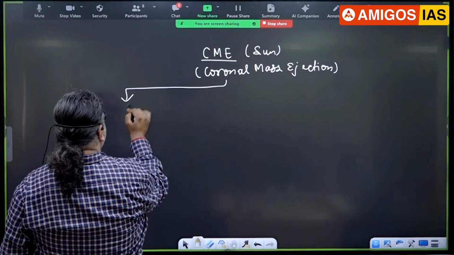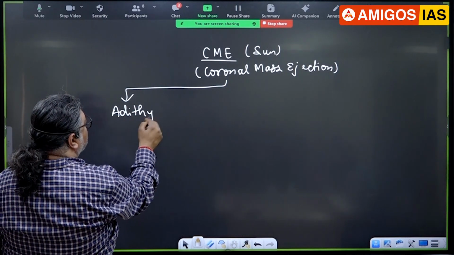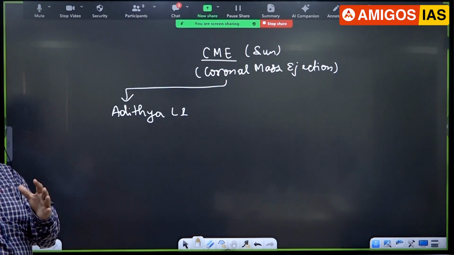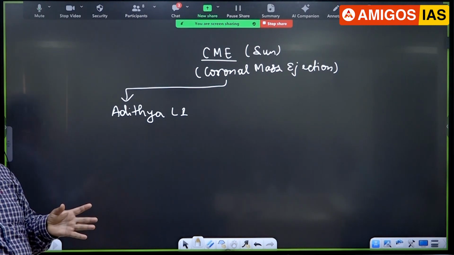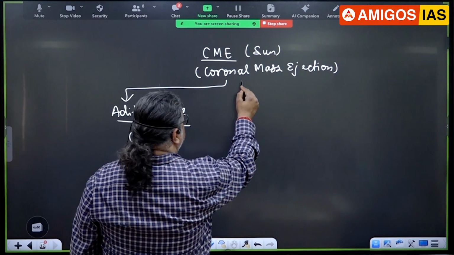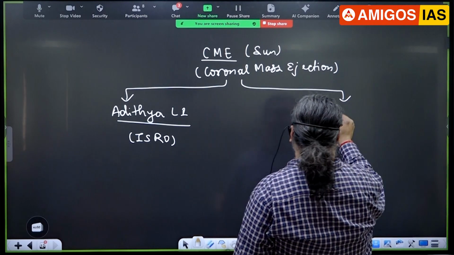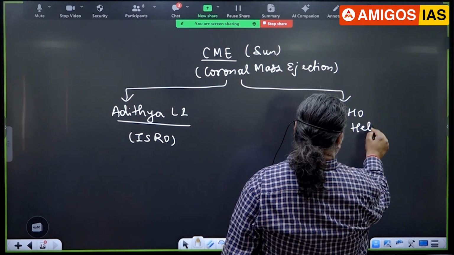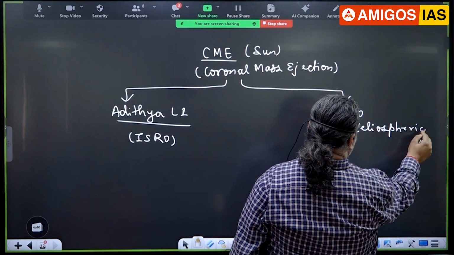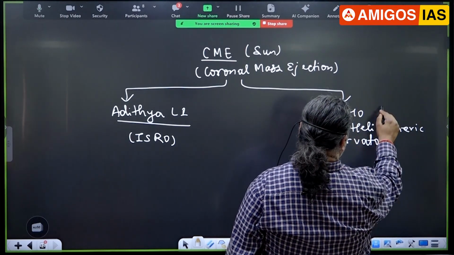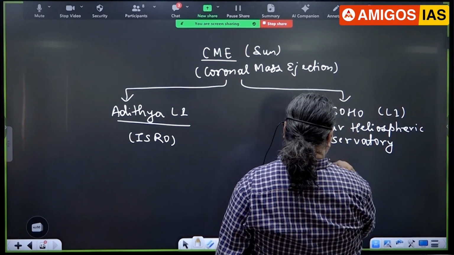Now, what is very important here? One is this Aditya. And you remember that last time I gave you that flowchart and instruments. Remember the 7 instruments? I gave you which instrument has what type of function. I made a flowchart on that, right? So Aditya is a part of the ISRO mission at the Lagrange point. And the second thing which comes here is SOHO, the Solar and Heliospheric Observatory. This is also at a Lagrange point. This is by NASA and ESA.